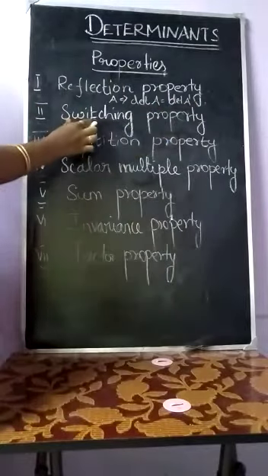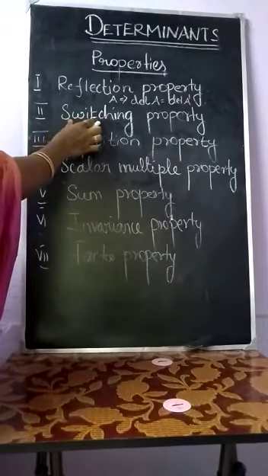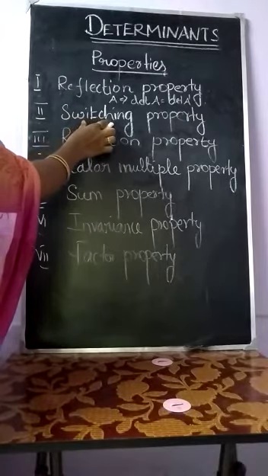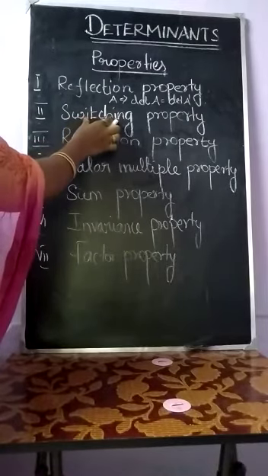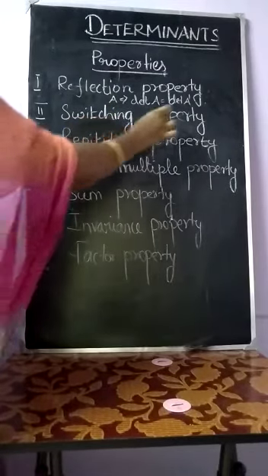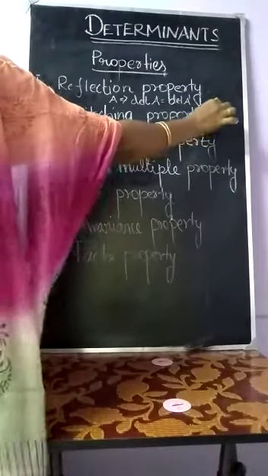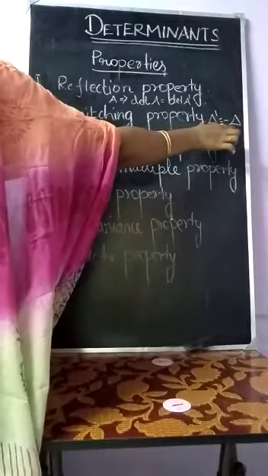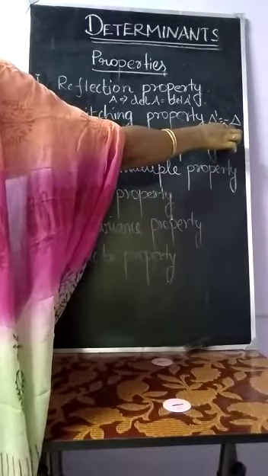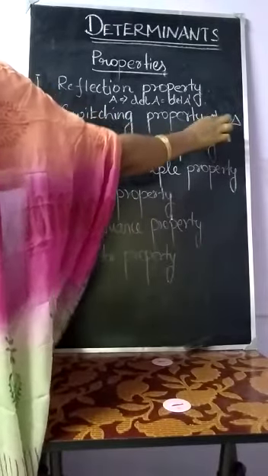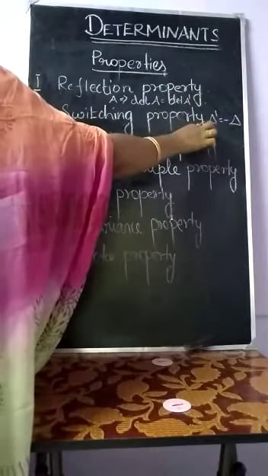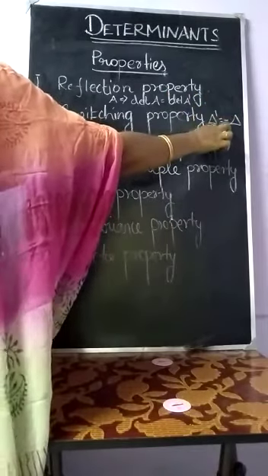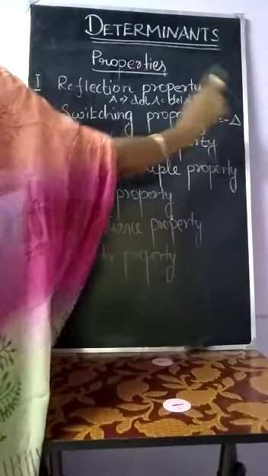The next one is the switching property. If two adjacent rows or columns of a determinant are interchanged, then the sign of the determinant is changed. Suppose delta dash is our matrix. Delta dash is equal to minus delta, where delta is the calculated value of the determinant. Delta dash is obtained by interchanging the rows or columns, so the sign must change. So delta dash is equal to minus delta.